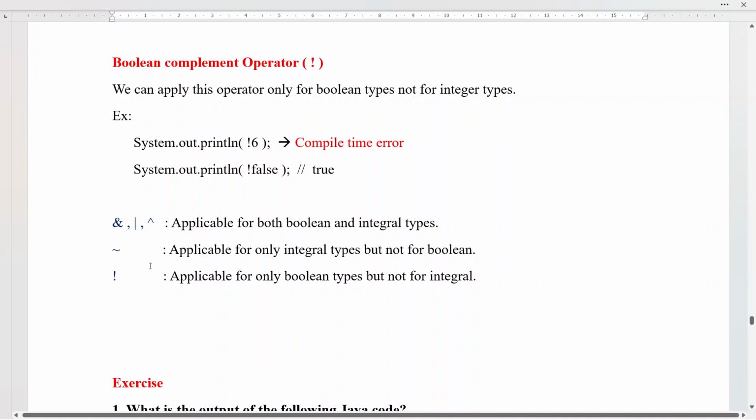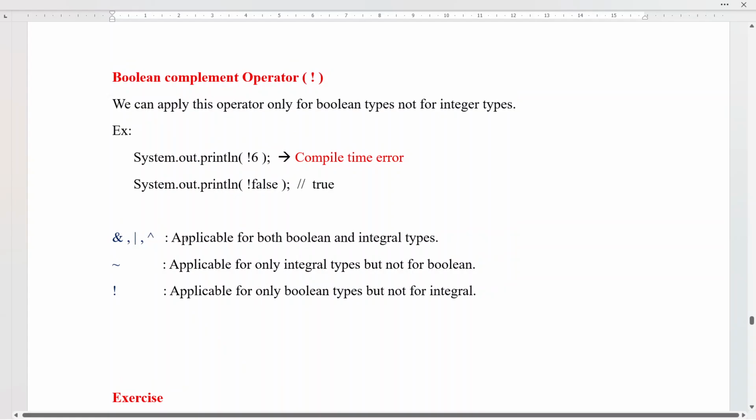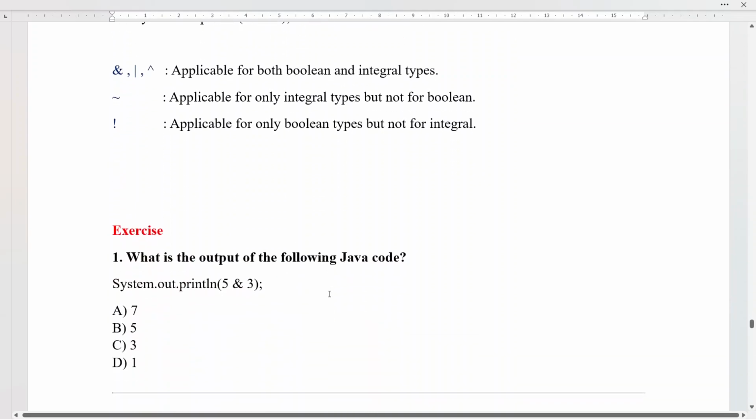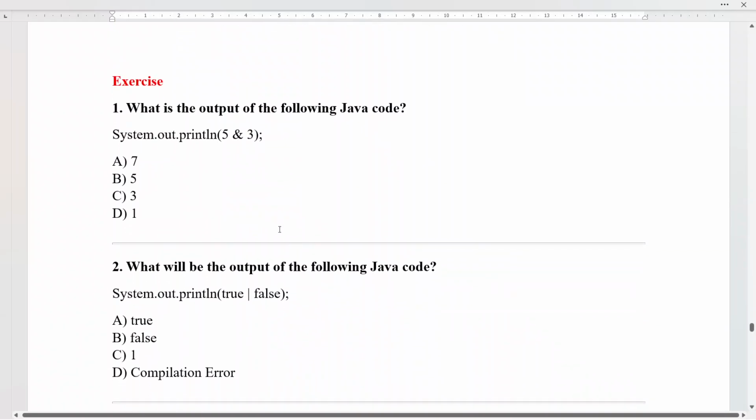Some conclusions. AND, OR, XOR are applicable for both Boolean and integral types. The not operator is applicable only for integral types but not for Boolean. And the complement operator is applicable only for Boolean but not for integral. We should remember this. And now we go for an exercise. Please pause the video and answer the questions.